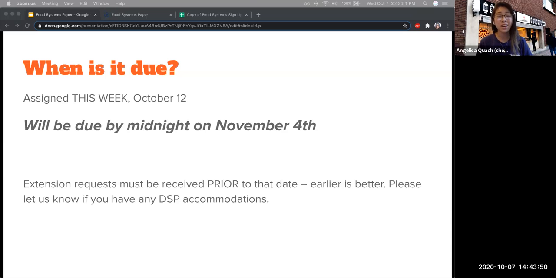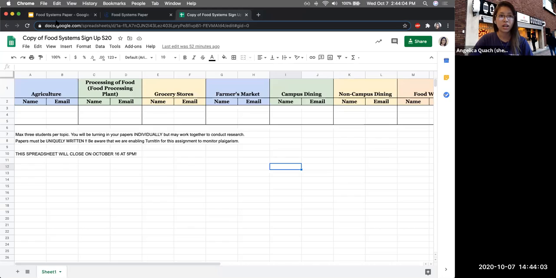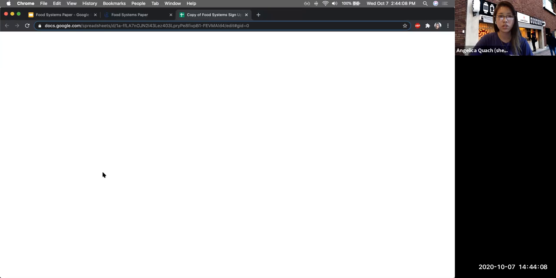So if you pace yourself out and cover at least a page a week, you should be good to go. Okay, cool. So signups are also this week. You would just navigate to this and it will take you to this spreadsheet, and that's where you would claim a food system. There are going to be 7 to choose from.